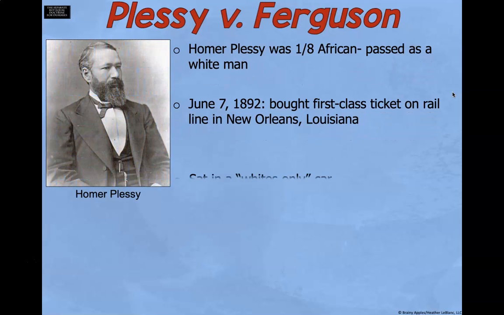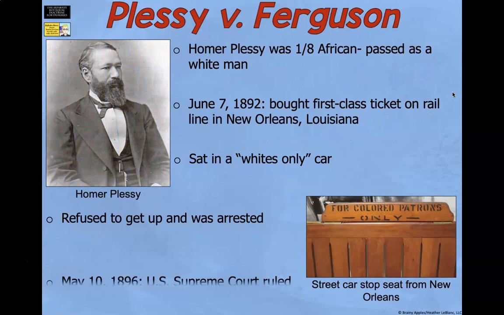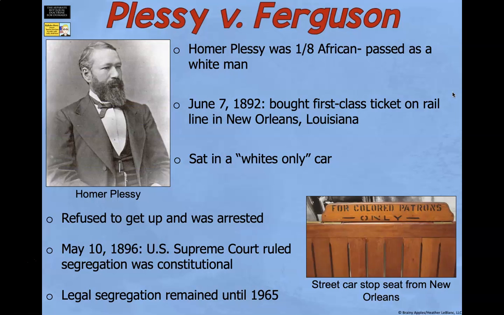Now, Plessy versus Ferguson. This was a major Supreme Court case that affected the Jim Crow era, and this did not get overturned until the Civil Rights Movement with the passage of Brown versus Board of Education. We talk about Brown versus Board in my government class, and we will also mention it here when we get into the Civil Rights Movement.